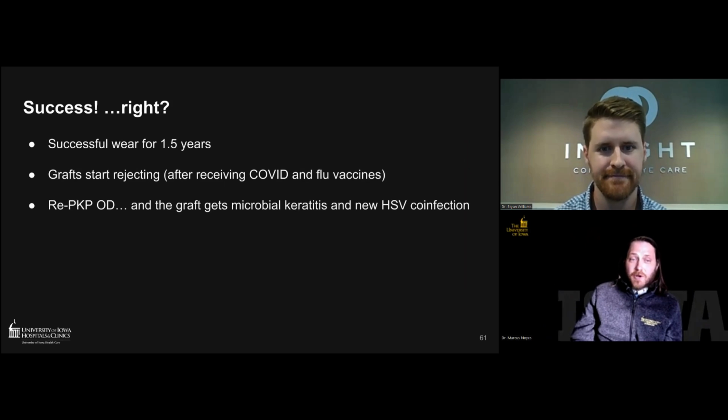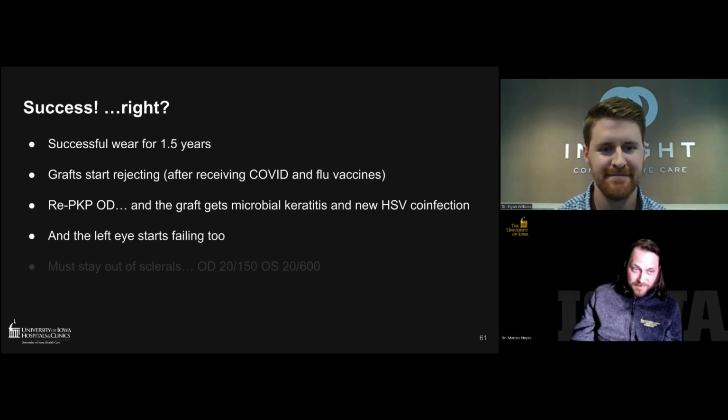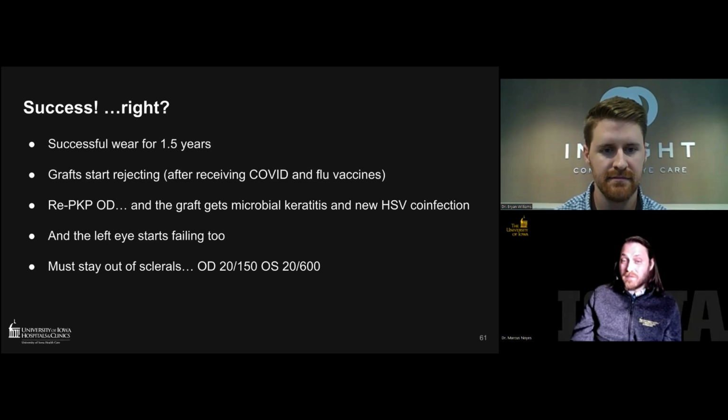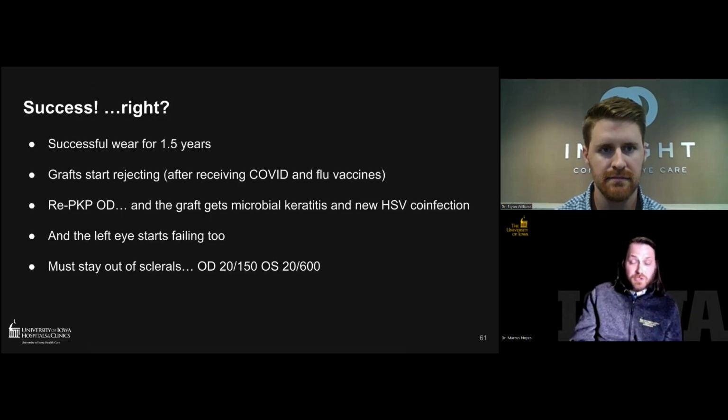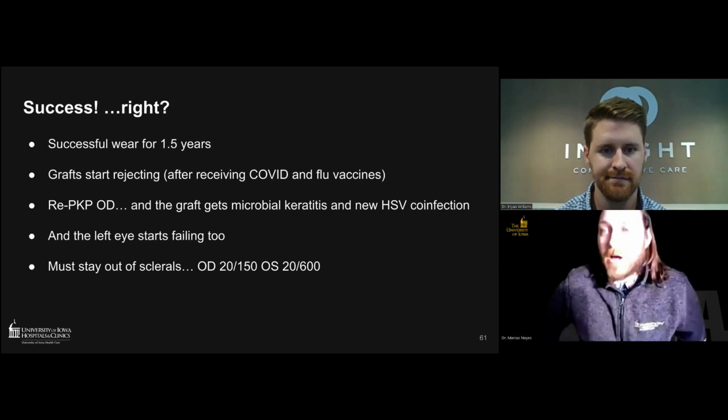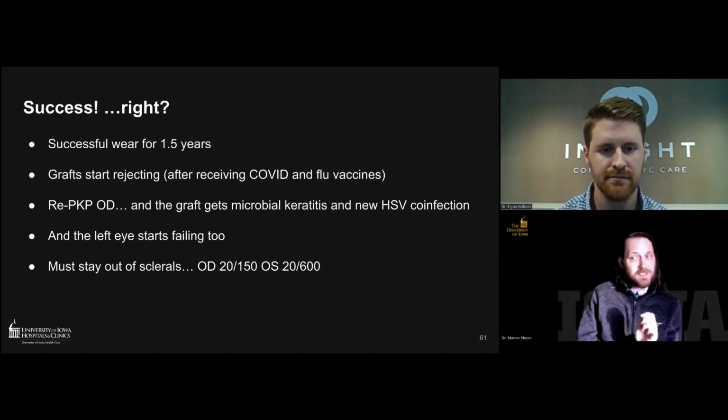And then she needed another PK on the right eye. And of course, the graft got microbial keratitis and HSV co-infection. And then the left eye starts failing too. So as of right now, she's stuck out of her sclerals at 2150 and 2600 with no correction, waiting for some healing to happen. So hopefully we can refit her again. But the main point that I wanted to make here was sometimes you do a great fit and things just don't work out. You can't forget about the eye underneath the fit, and sometimes it's just out of your control.